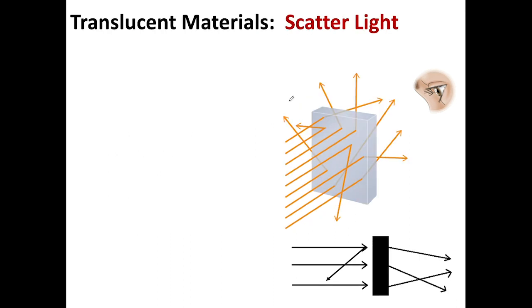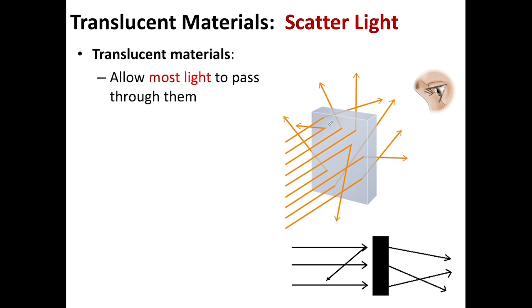Translucent materials scatter light. So what happens when light hits a translucent material is some of the light's going to travel through, some of the angles might bend and go a little bit wonky, some of the light's going to bounce right off, so some of it's being reflected, and some of it's being absorbed.